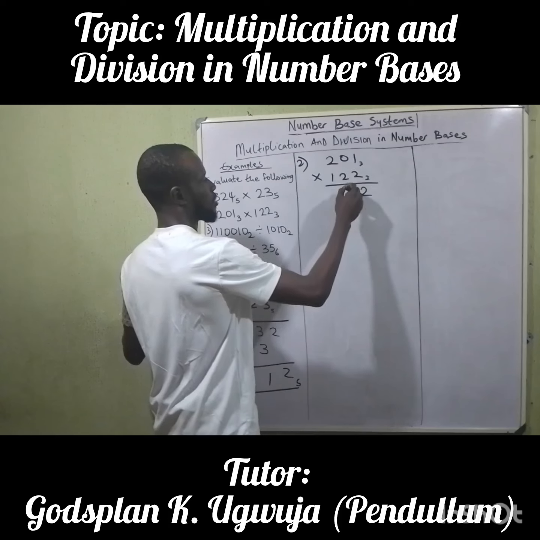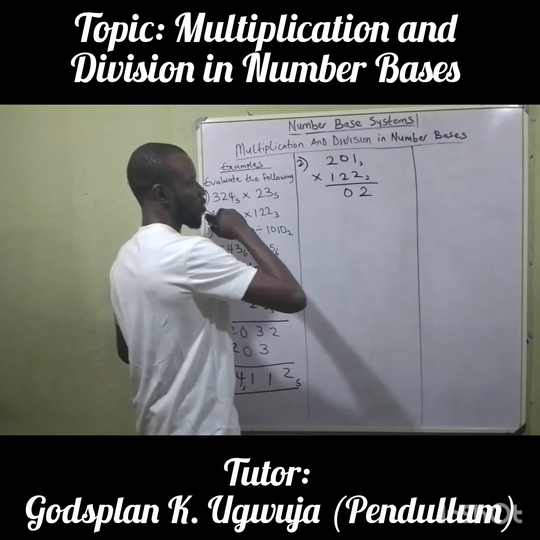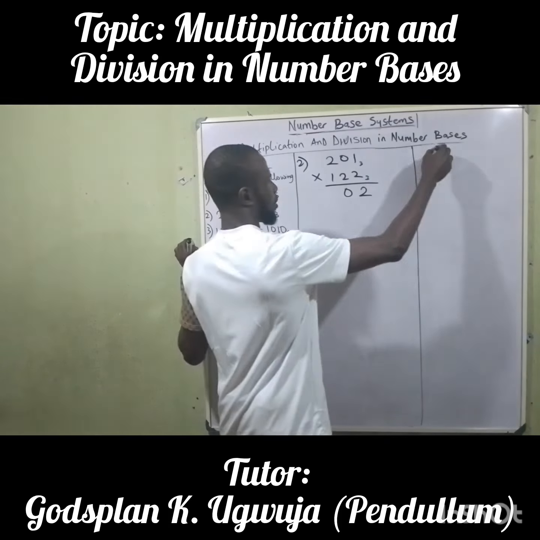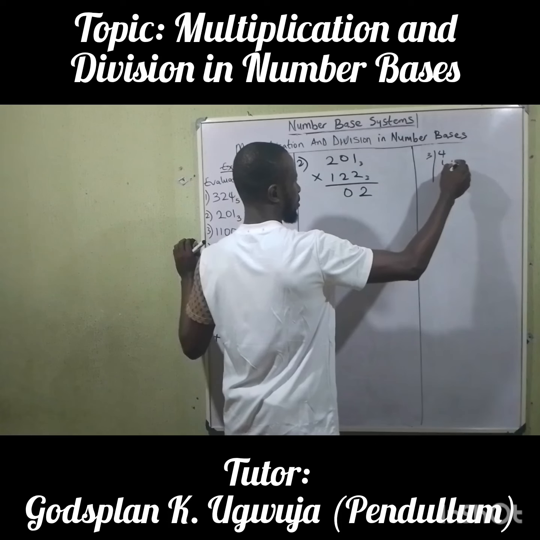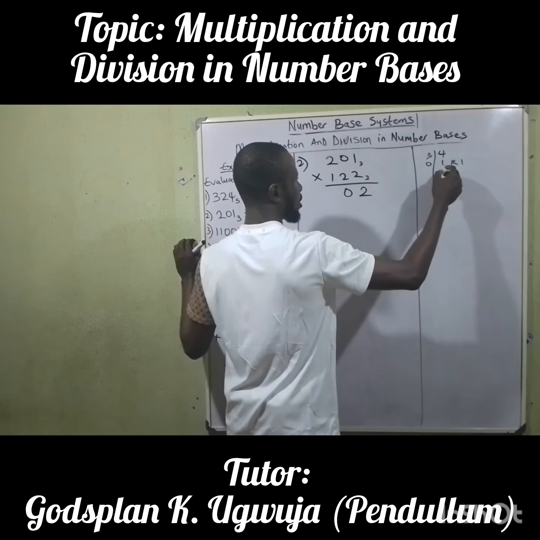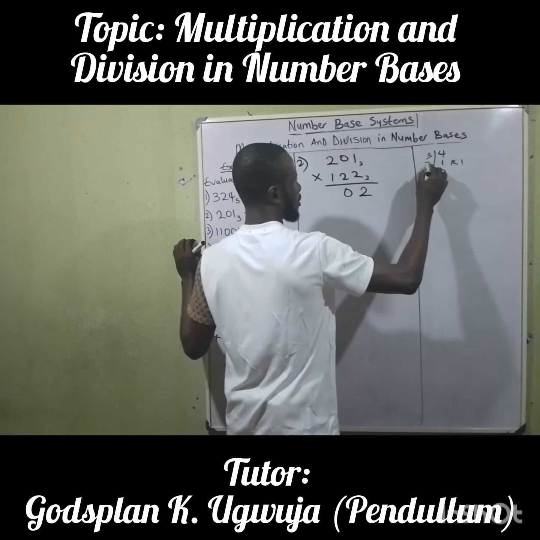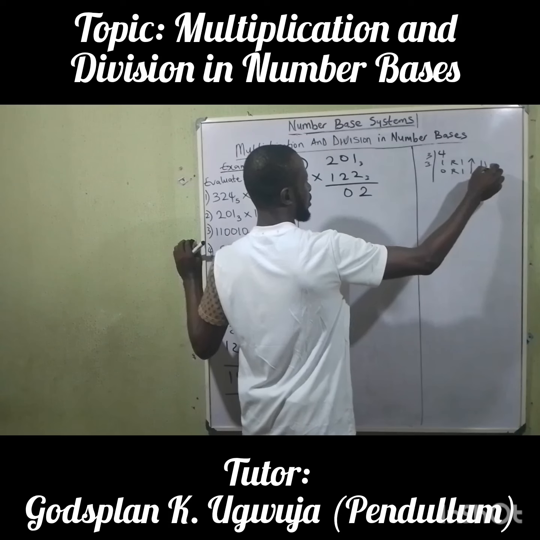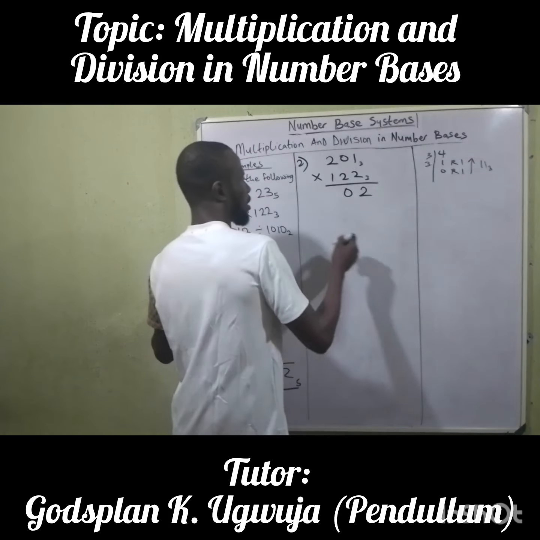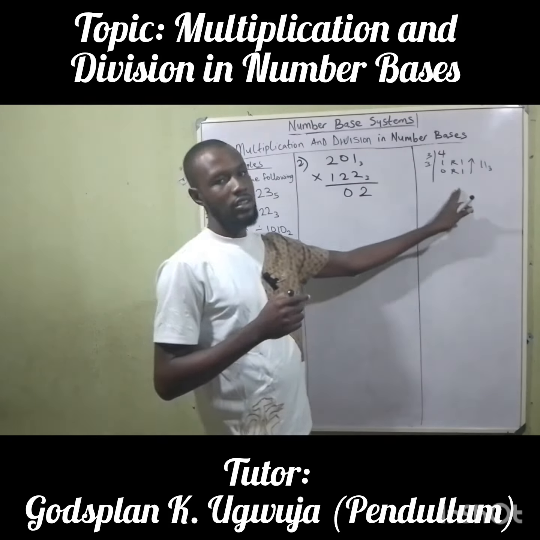2 times 0 is 0. 2 times 2 is 4. Now 4 is not a base 3 number, so we have to convert 4. I think this will give me 1 remainder 1, then 0 remainder 1. So this is 11, obviously. I'm just writing it down so that you see it.